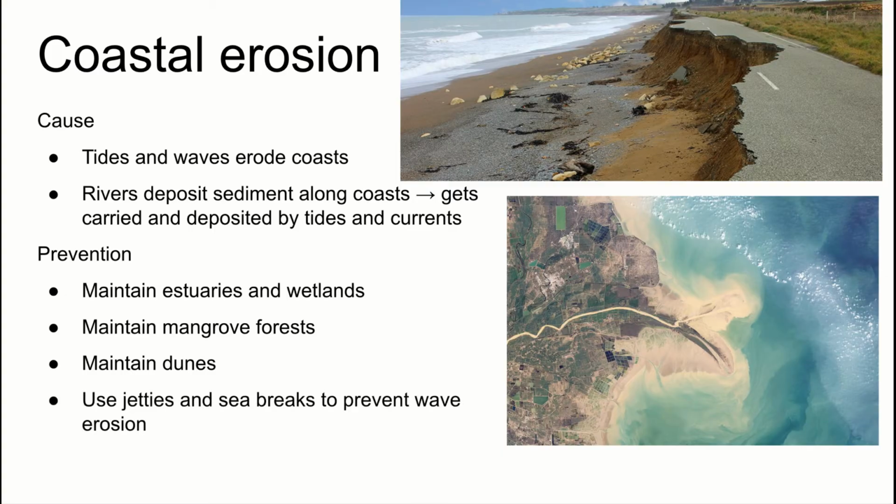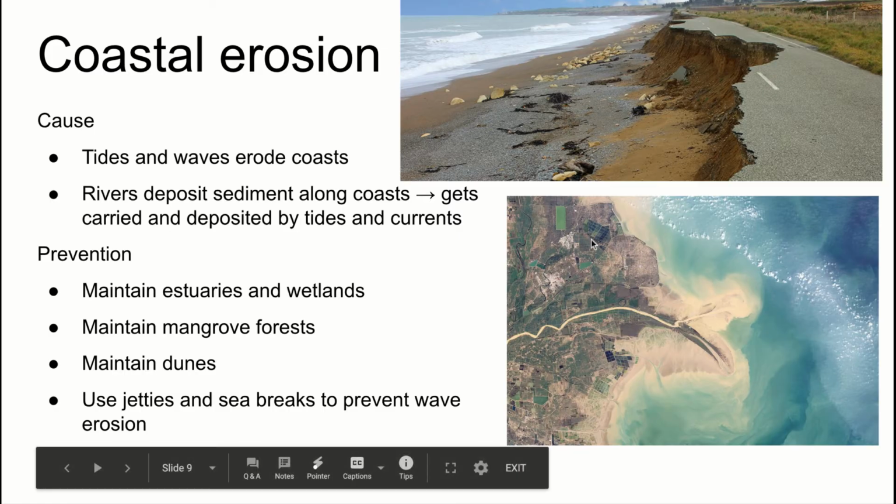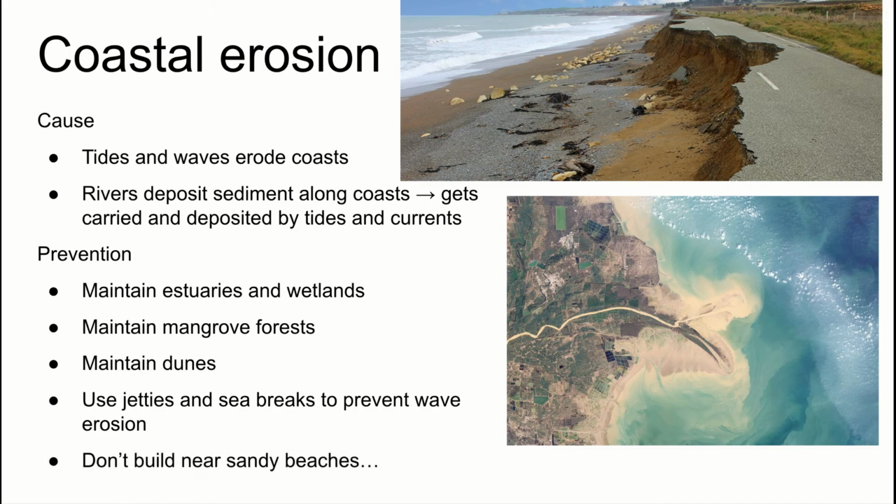We can also do some man-made techniques like jetties and sea breaks to prevent wave erosion. So jetties are long lines of rocks or other building material that you stretch out into the ocean, and you try to do it roughly perpendicular to where waves are coming in so that you can absorb some of that wave energy before it hits your more delicate landmass. And then the final tip for prevention is don't build near sandy beaches. Coastal erosion is a fact of the dynamic life on planet Earth. We're not doing so well with this last tip, so we'll see how that goes.